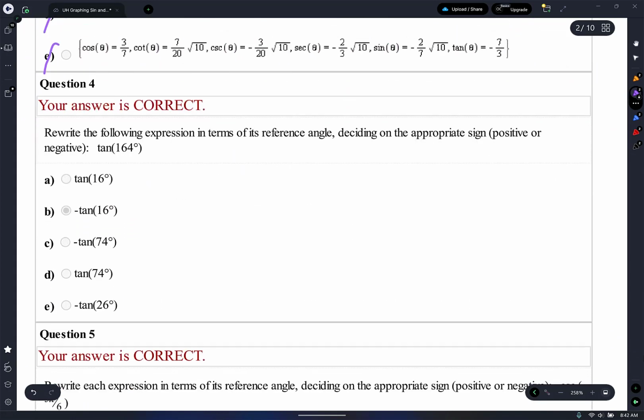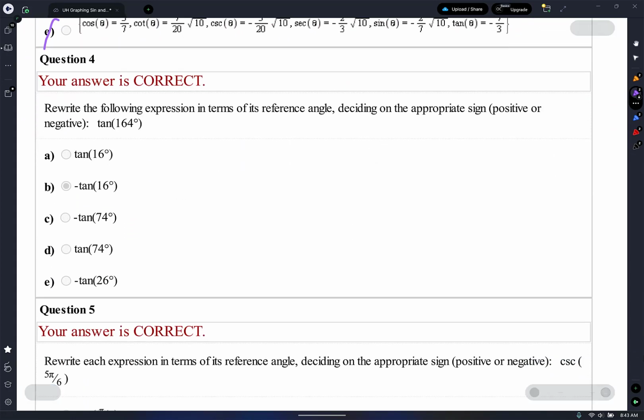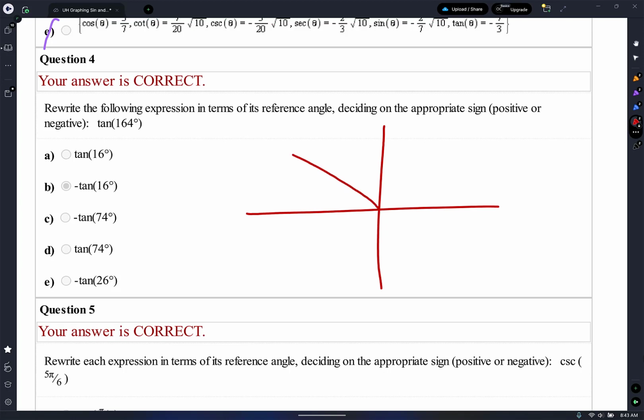All right. Question 4, guys. All right, guys, focus. We're almost done. Rewrite the following expression in terms of its reference angle, deciding on the appropriate sign, positive or negative. Tan 164. 164 is in quadrant 2.